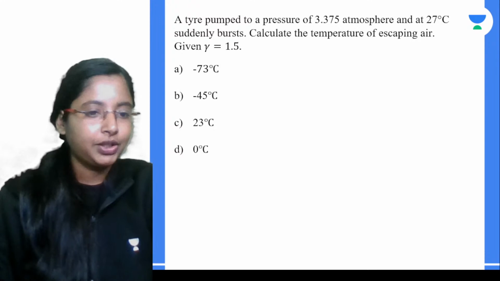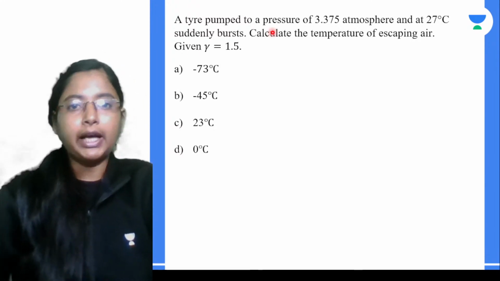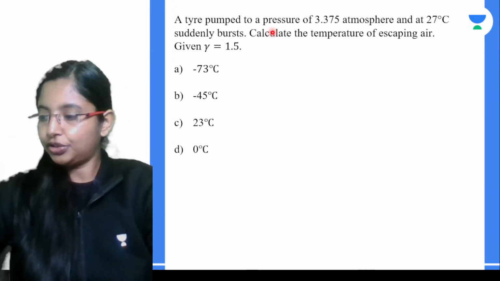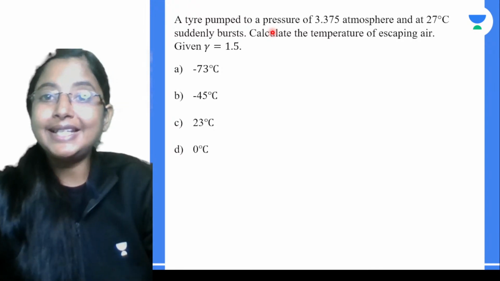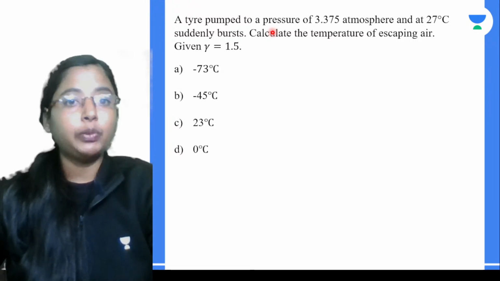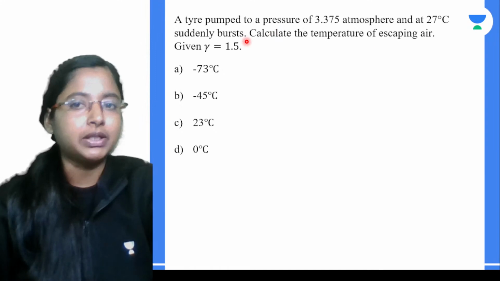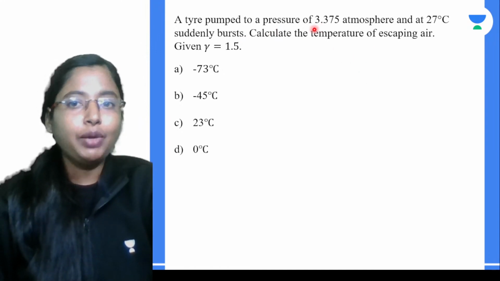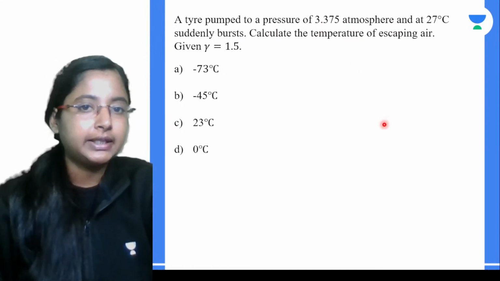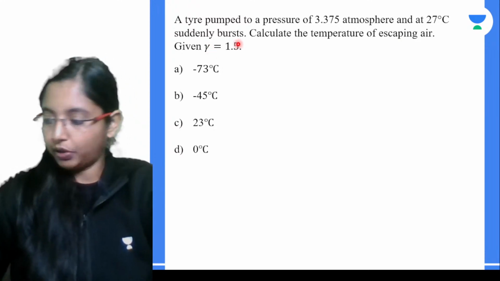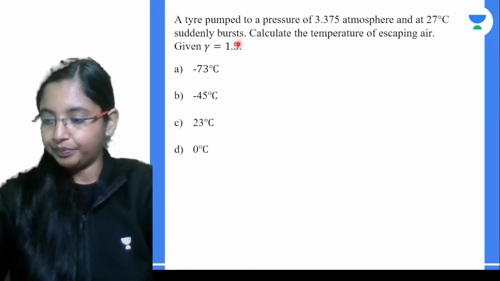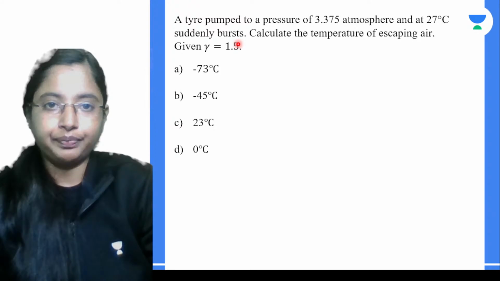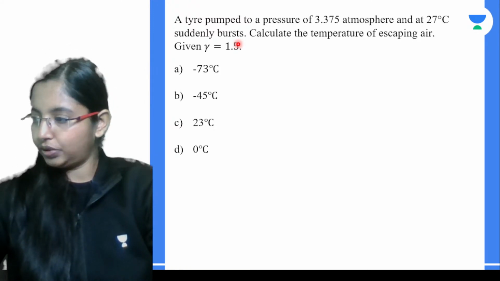Okay, the next question is very simple. A tire pumped at a pressure of 3.375 atmosphere and at 27 degrees Celsius suddenly bursts. We want to calculate the temperature of the escaping air. Gamma is given as 1.5. How would we do this particular question?